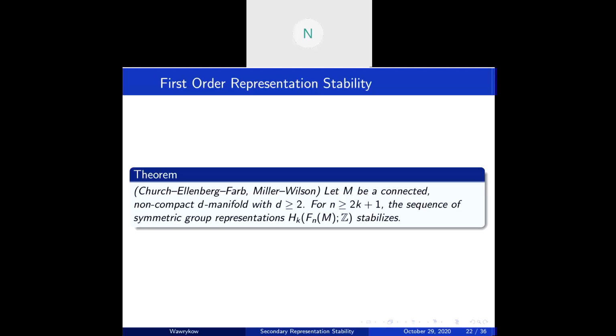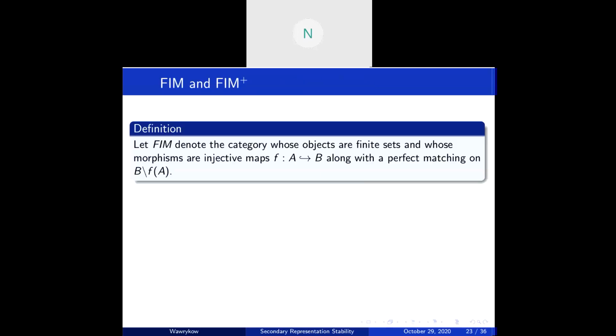Okay. So now we're going to be going on to discussing the secondary representation stability. And to do that, we need to change our language a little bit. We do this by introducing the category FIM. So again, we're doing finite sets and injections. But now, on everything that's not hit by these injective maps, you have to pair all the elements off. All of the elements have to be paired off. No one can be sitting by itself in the ballroom. Everyone gets to go dance together. So what this says is we're not going to allow maps.